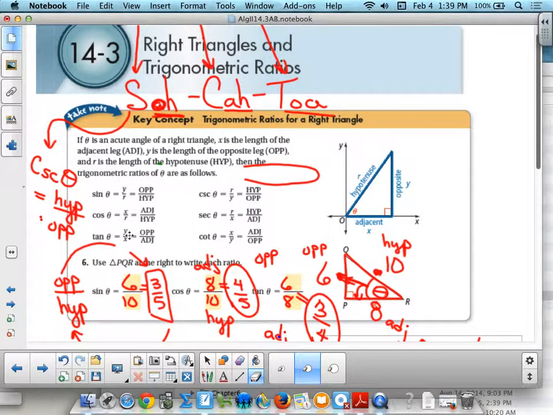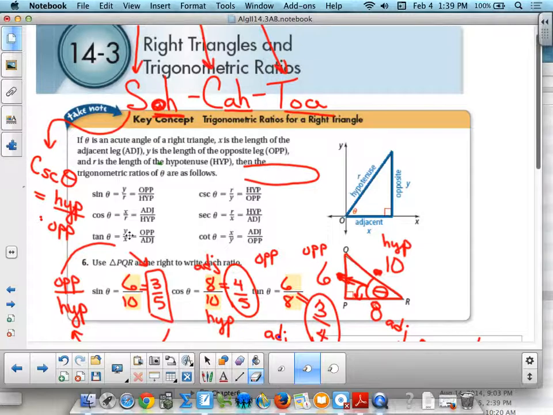Sine is either y over r or it's opposite over hypotenuse. That's all. There's two ways to say it. Good? So the trigonometric ratios for a circle and for a right triangle are the same. Yes, they are. One of them uses words and one of them uses x, y, and r.